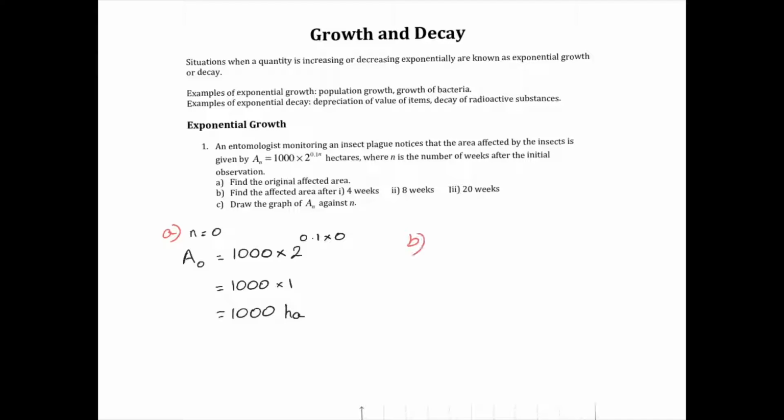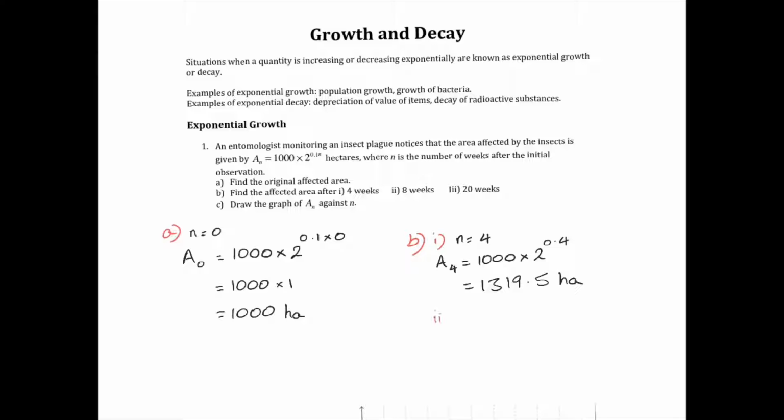For B, find the affected area after 4 weeks. 4 weeks is when n is 4, so we put that in there. A(4) is 1,000 times 2 to the 0.1 times 4, or in other words, 0.4. That equals 1,319.5 hectares. You probably could have rounded that to the nearest whole number, given that it's more than 3 significant figures.